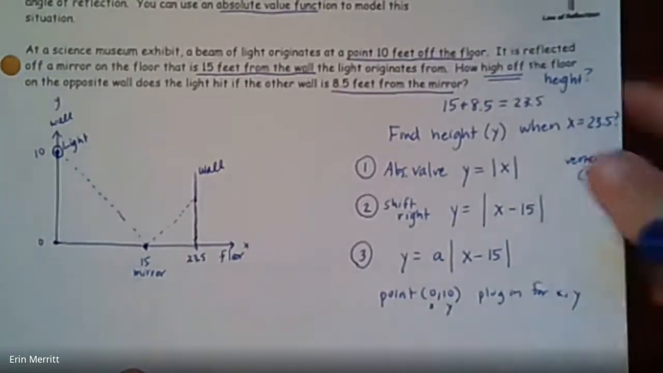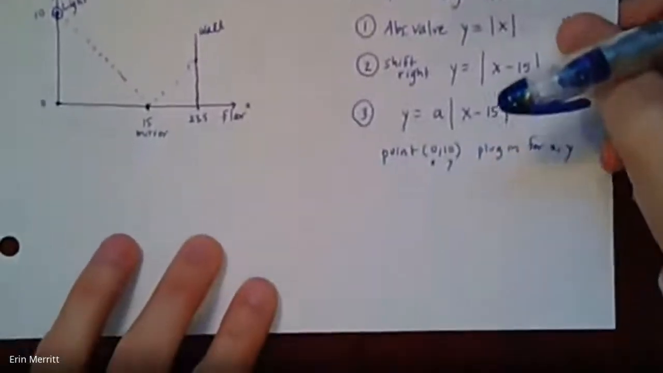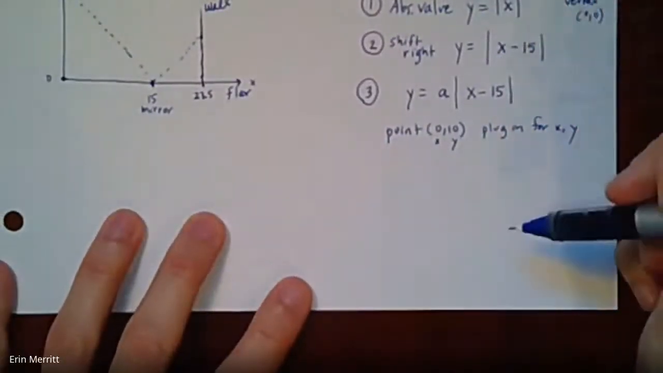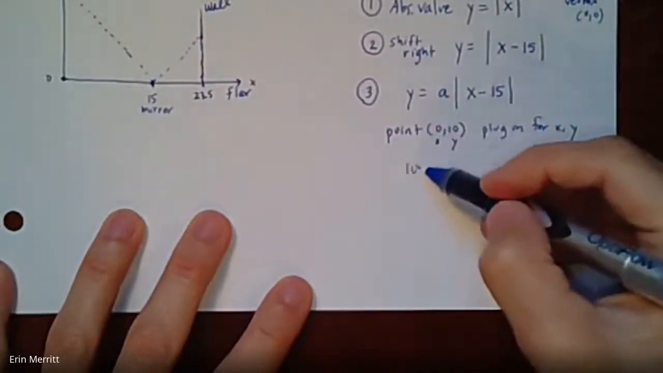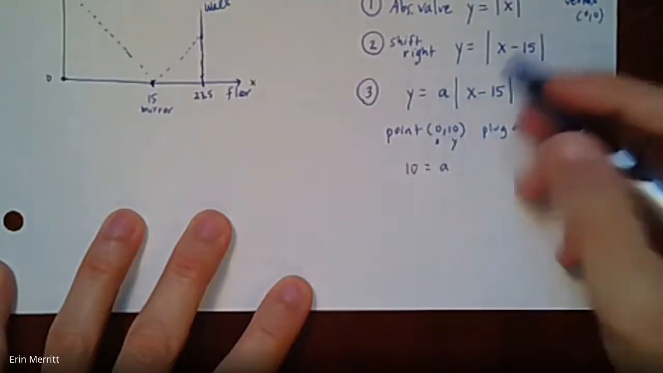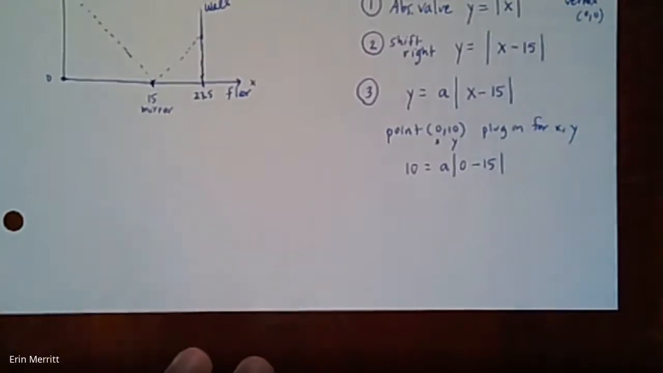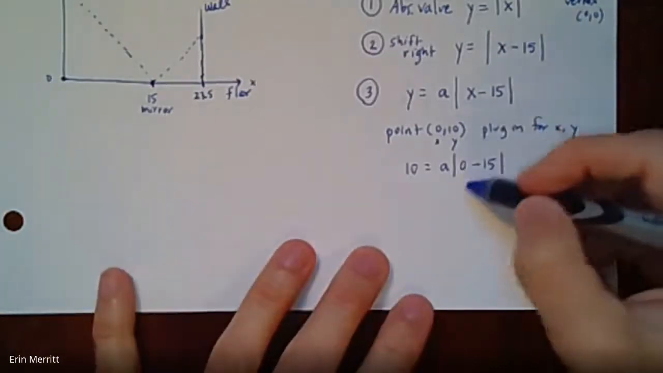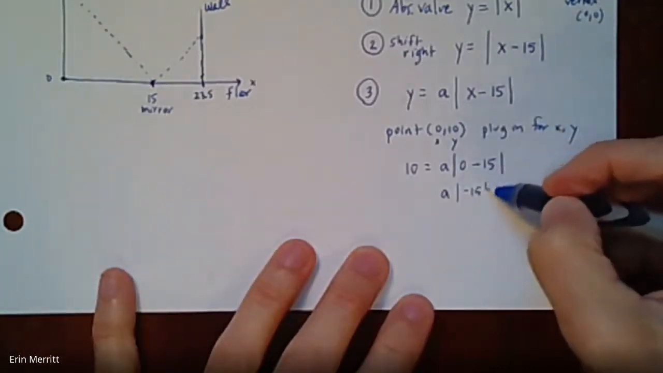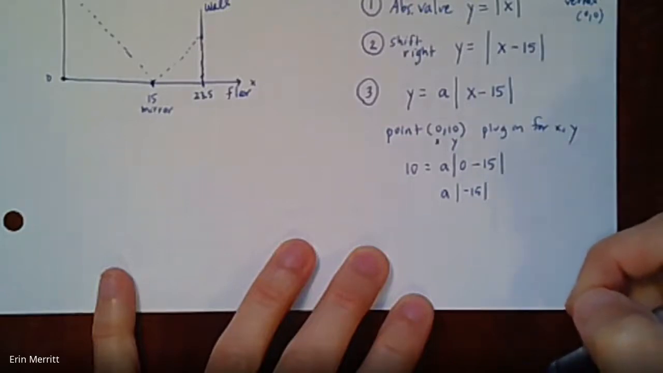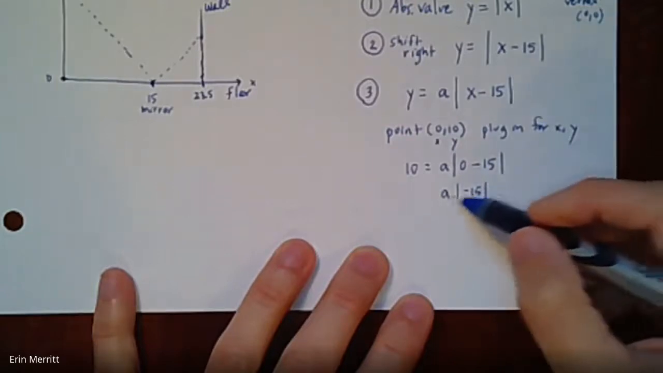I'm going to slide my paper up because I realize I'm about to not be seen here. So let's actually try it. In for the left goes 10. Keep the a, that's what we're trying to solve for. In for the x goes the 0. And now we're going to solve. So 0 minus 15 would be negative 15, but the absolute value of negative 15 is 15. So I'd have 15a here.